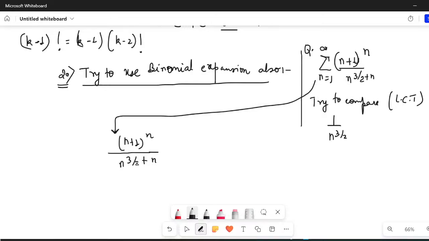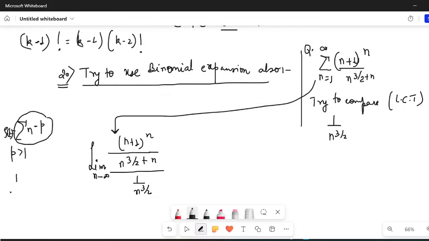So I'll take a comparison with 1 upon n raised to power 3 by 2. And yesterday, when I was teaching you the Riemann zeta function, if you remember, n raised to power minus p, this is zeta p, and I told you that if p is greater than 1, then this particular series is convergent. So 1 upon n raised to power 3 by 2 is a convergent series.